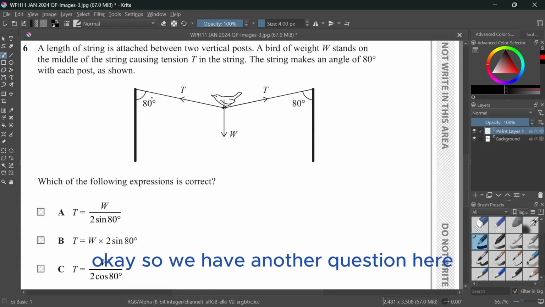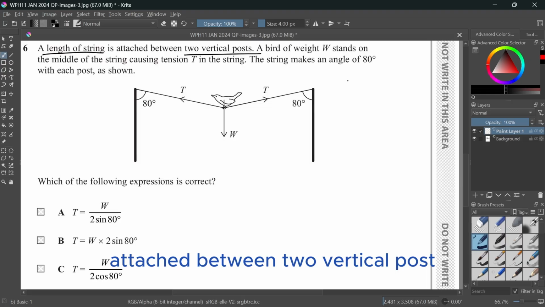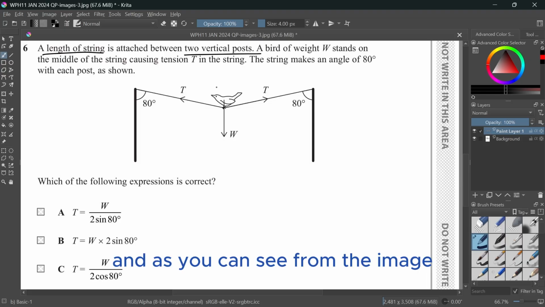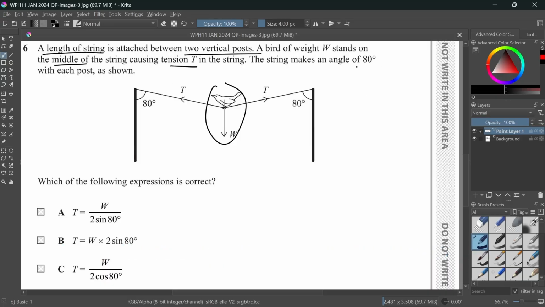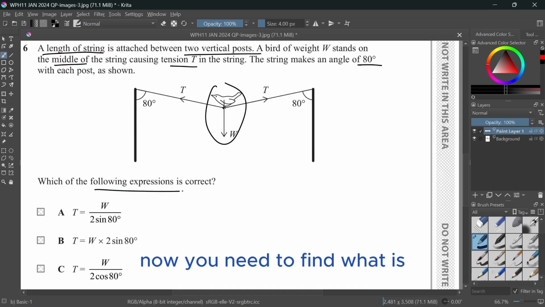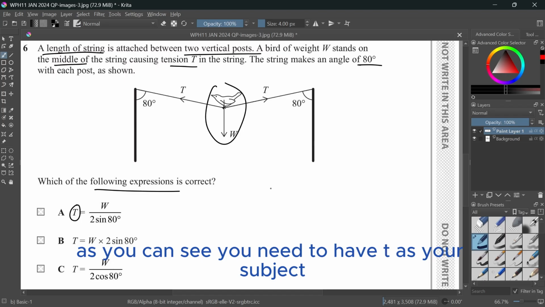Okay, so we have another question here. It basically says that a length of string is attached between two vertical posts, and as you can see from the image, the bird is standing at the middle. It says the same thing with the string causing tension T, and it's causing an angle. Now you need to find which of the following expressions is correct. As you can see, you need to have T as your subject.